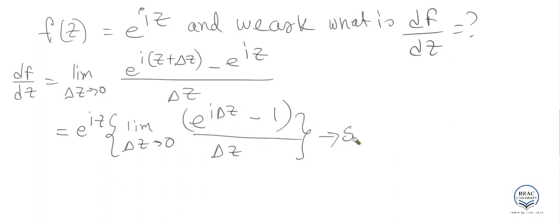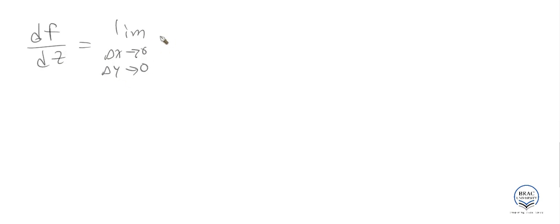So now we will switch to Cartesian representation, and if we do that, the Cartesian representation will give us df by dz is limit del x goes to 0, del y goes to 0. There will be this e to the power iz. I could have written it here, and note that this is something that is not changing, so that's why I haven't written it in terms of x and y's. So I just kept it in terms of z. I will only write the things that are changing in terms of x and y.